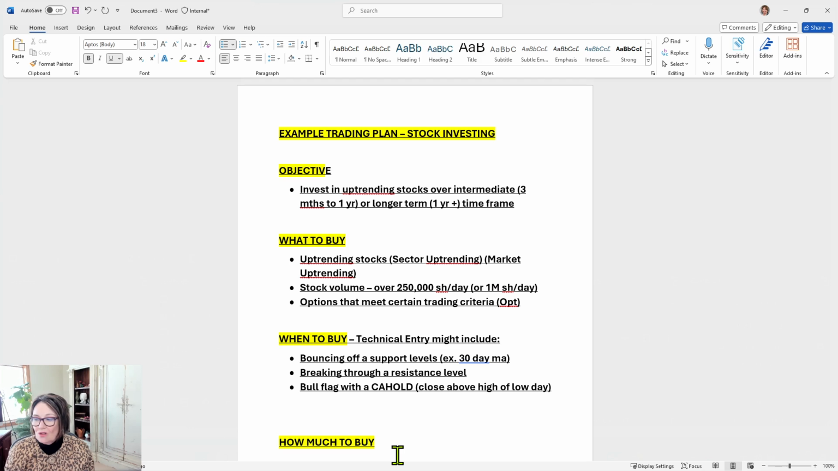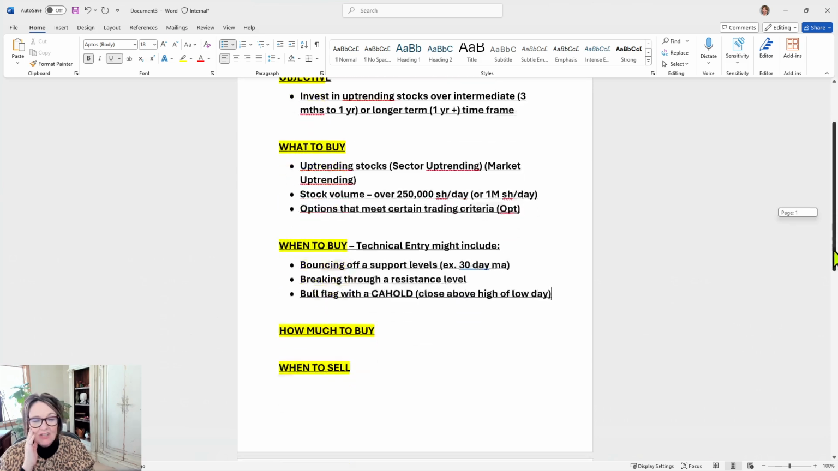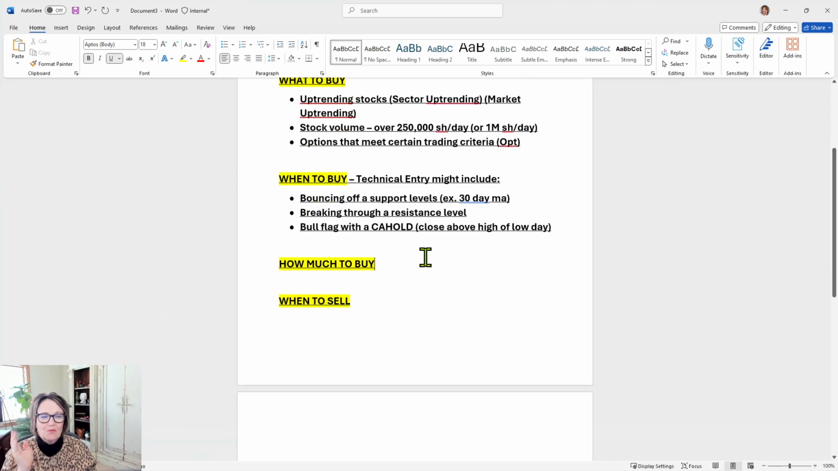So all of these could be potential entries. We're going to look for that on the charts as well. Now, what about how much to buy? Can we buy 1 share? Can we buy 1,000 shares? How do we decide? We call this position sizing, to use a more technical trader-speak kind of term.